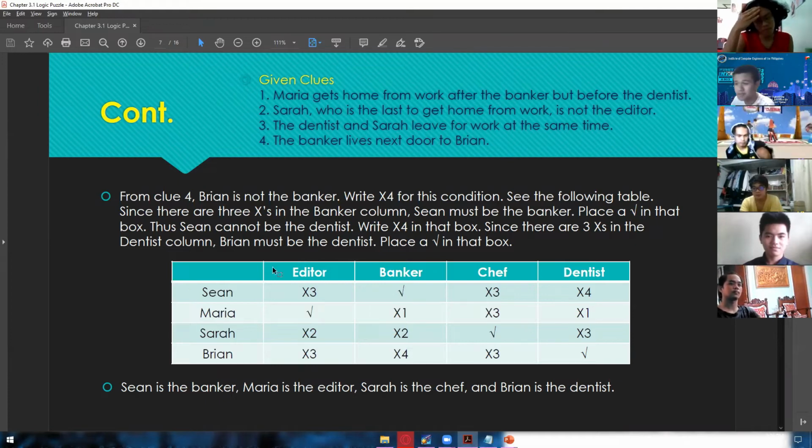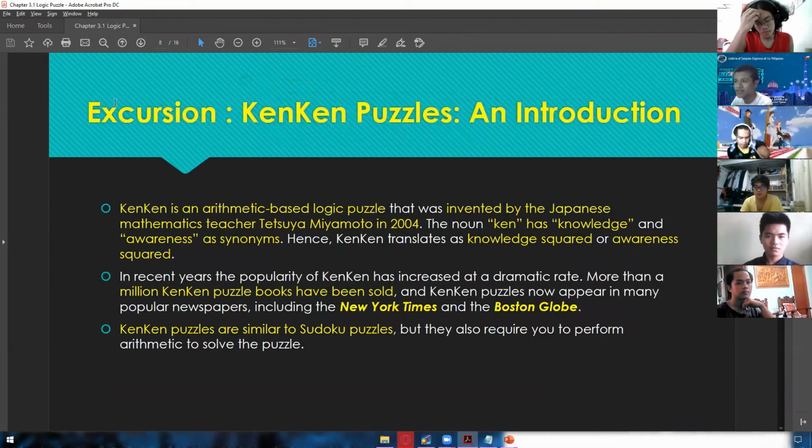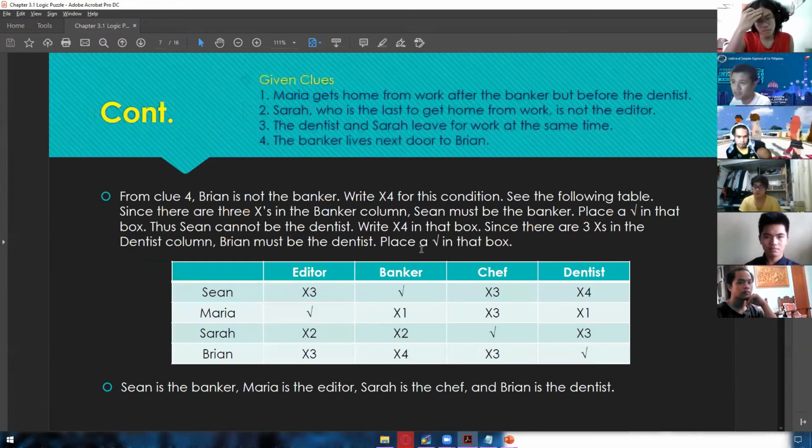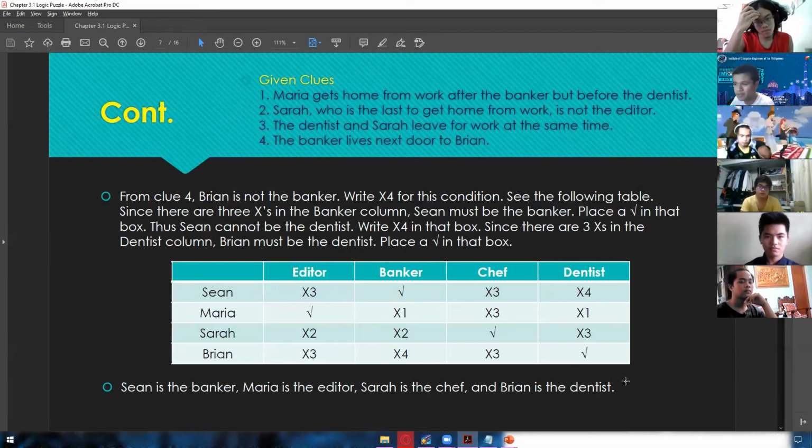Okay? So there's only two. This one, the logical puzzle, specifically this kind of puzzle. And then the last one is the KenKen puzzle. Then after that, no more puzzles. Okay? So that is why this module 4 is just a short discussion. So are we clear with this logical puzzle so far? So if you have questions, just let me know so we can talk about it now.